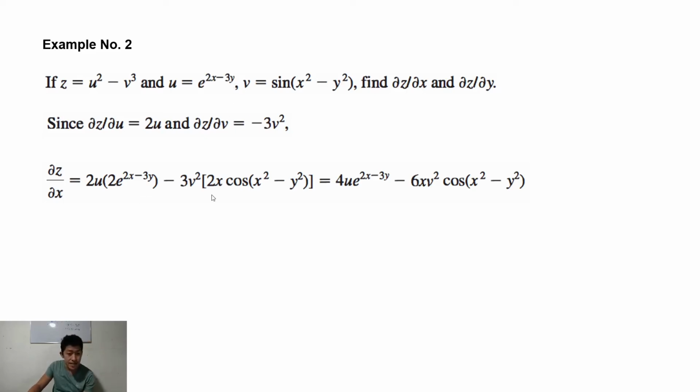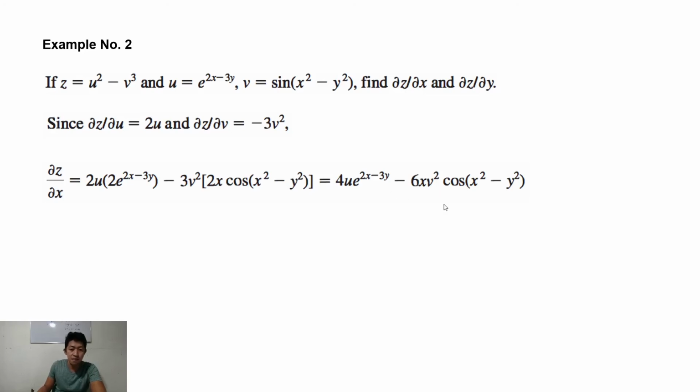And then, plus partial of z with respect to v, kaniman sa mo ni, minus 3v squared. And then, differentiate v with respect to x. So, ang differentiation ani is cosine x squared minus y squared times 2x.